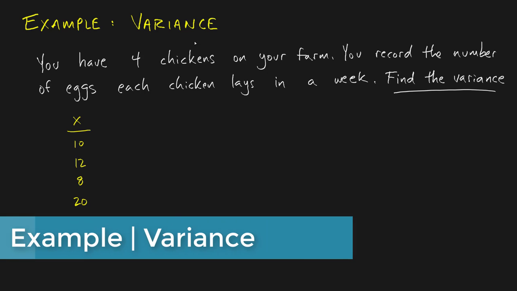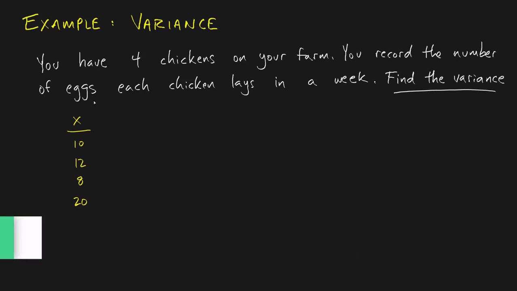In this example, we look at calculating the variance based on being given some raw data. And there's a little setup here. It says you have 4 chickens on your farm. You record the number of eggs each chicken lays in a week. Find the variance. Okay, so the way that we're going to do this is we're going to follow the formula.